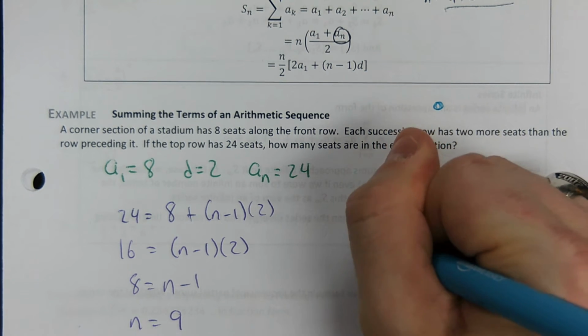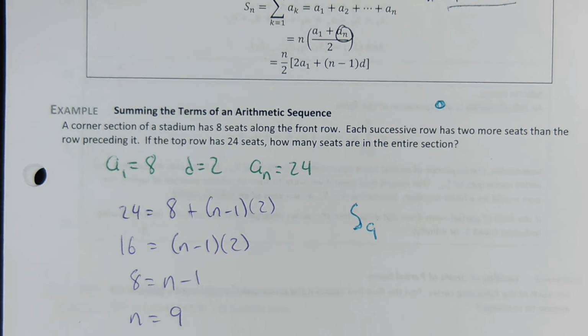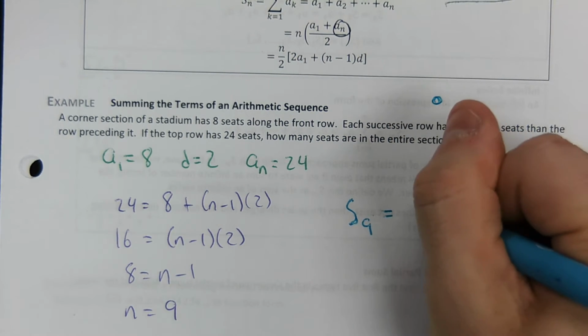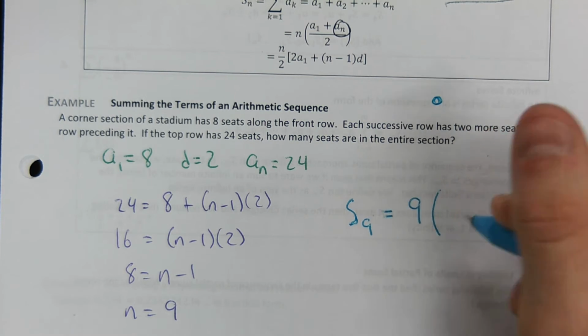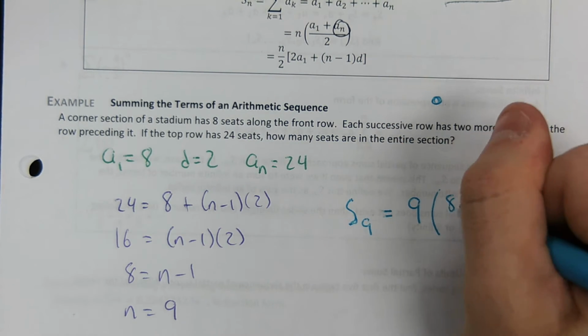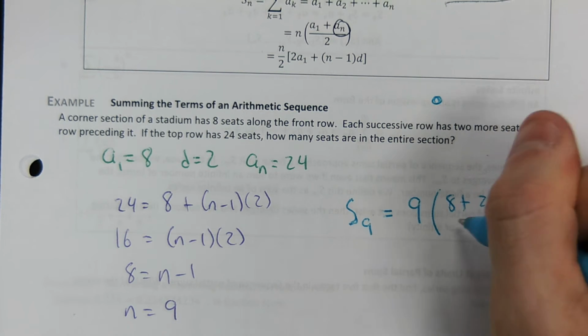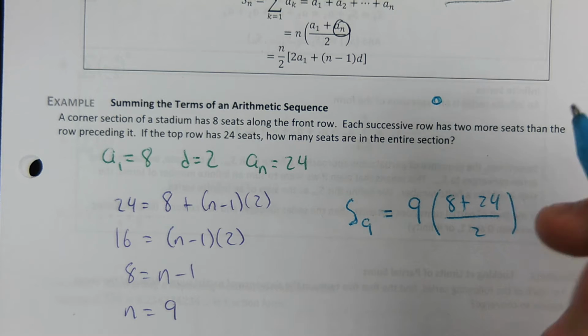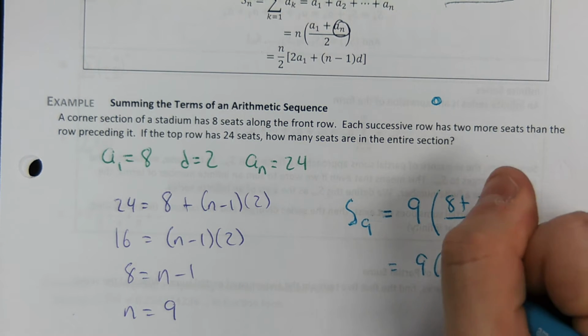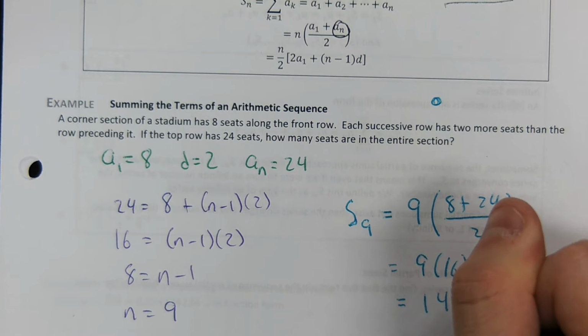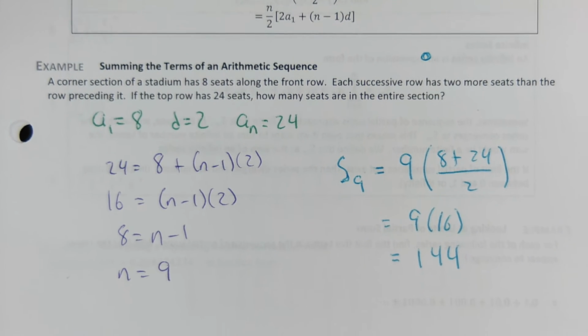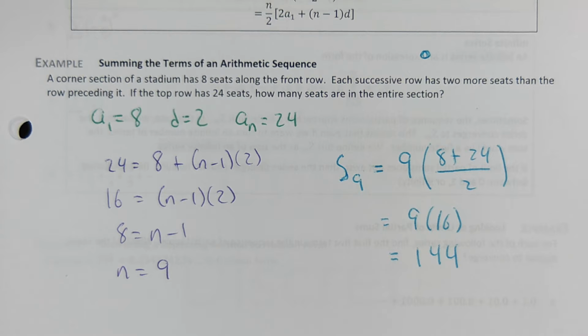So S sub 9, meaning the sum of the first 9 rows, is the 9, because that's n. And then in these parentheses, the first term, 8, the last term, 24, and over 2. It is 9 times 16, or 144 seats in that section. Well, 8 plus 24 is 32. Half of 32 is 16. 9 times 10 is 90. And 9 times 6 is 54. 90 plus 54 is 144.